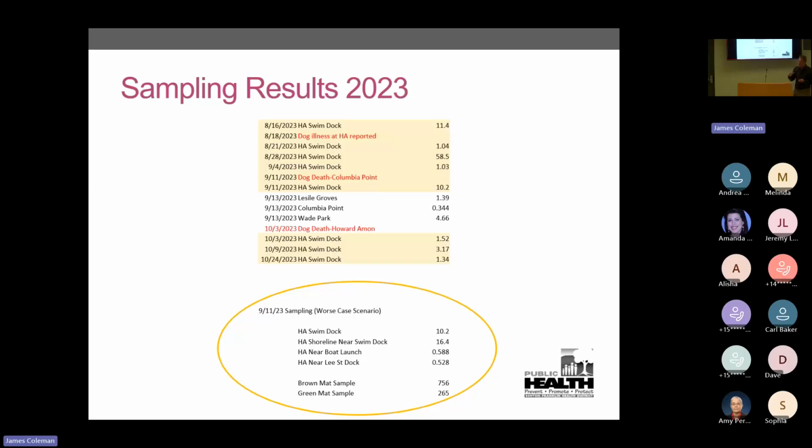And this is just kind of a snapshot of 2003. So I've indicated that in August there was a dog illness reported. In September, we actually had a dog death at Columbia Point. Start of October, we also had another dog death at Howard Amon. And you can see just some of the toxin levels. So, you know, at times it was quite high. It was a level that's almost at 60 there.